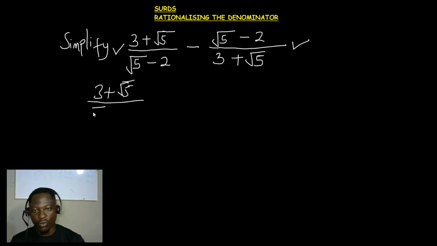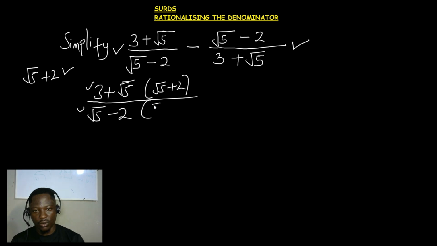all over square root of 5 minus 2. Now, to rationalize this, we need to multiply the numerator and the denominator by the conjugate of the denominator, which is square root of 5 minus 2. The conjugate of square root of 5 minus 2 is square root of 5 plus 2. So we multiply by square root of 5 plus 2 on the numerator and also the denominator.